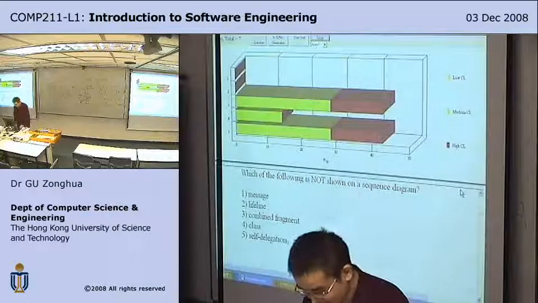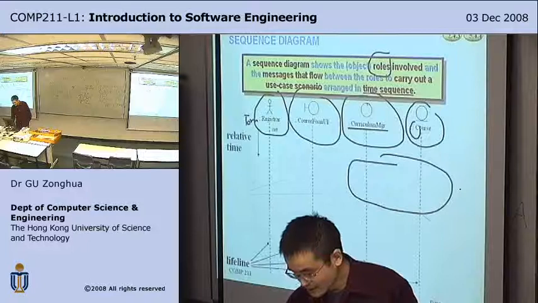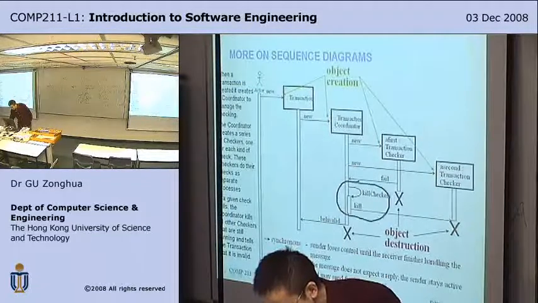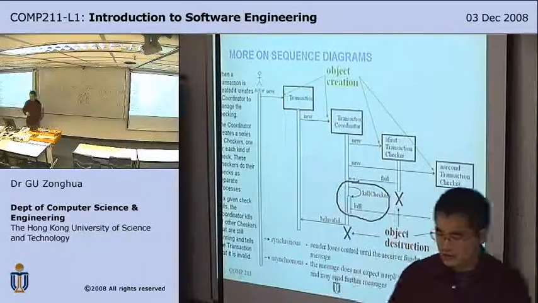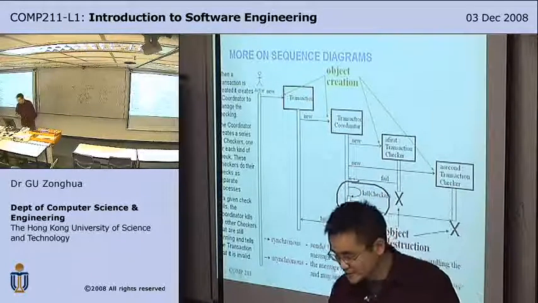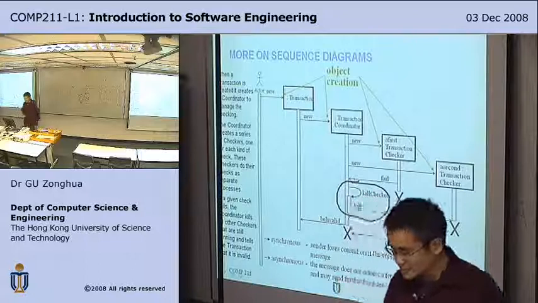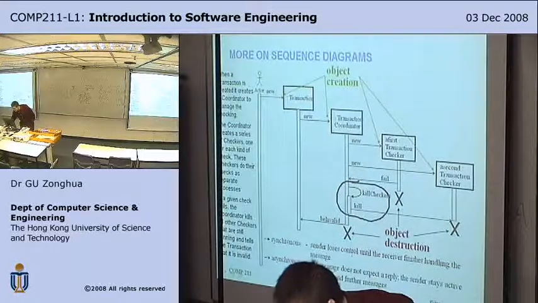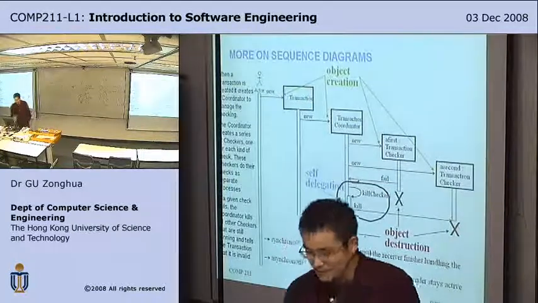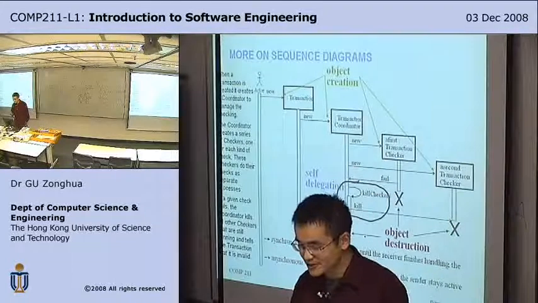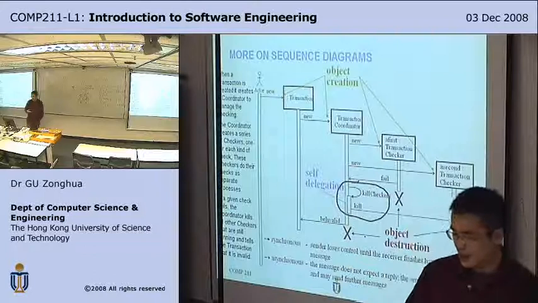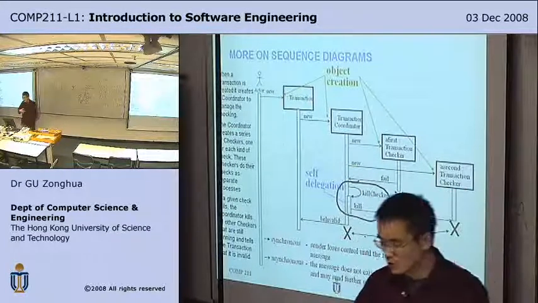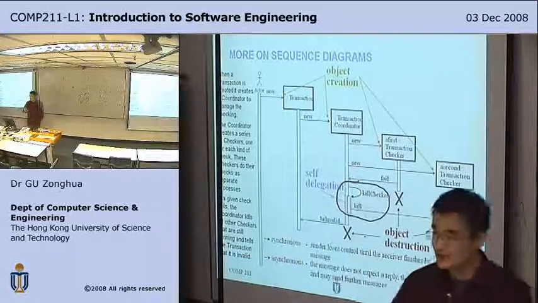So a self-delegation, if you forgot where that is, it is this. It means that it calls a method in itself. So let me see, is there something in the notes? All right. So it means that the transaction coordinator calls the kill operation in its own internals, in this same object.